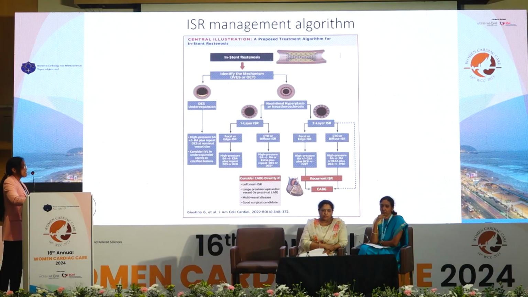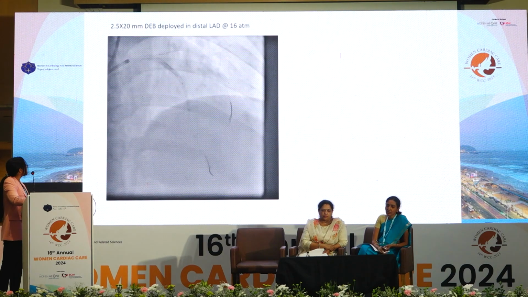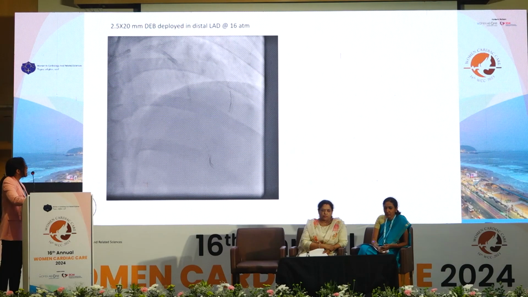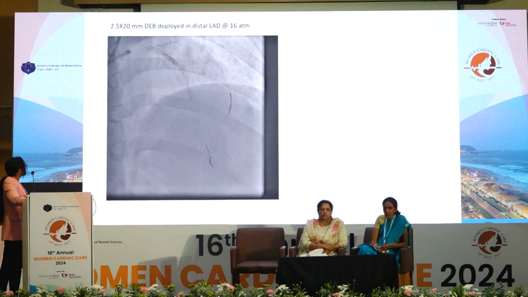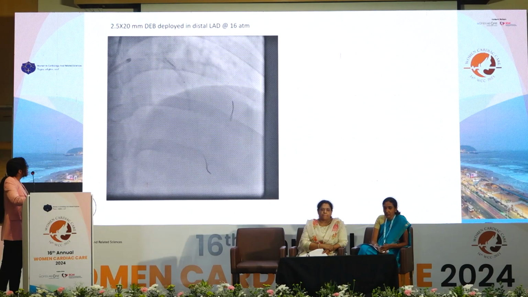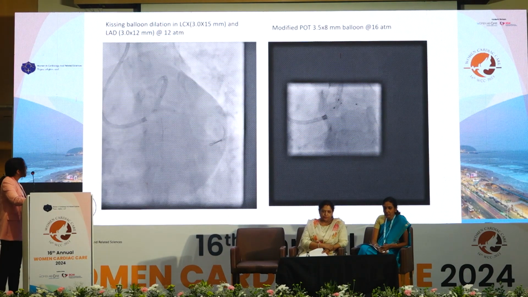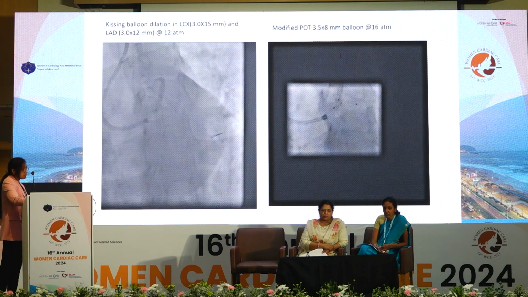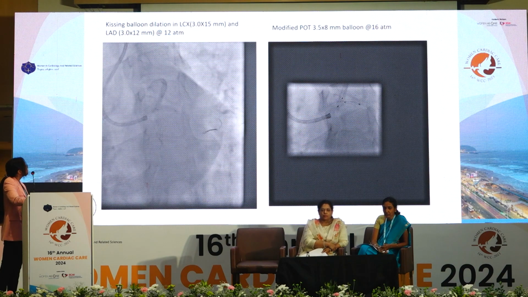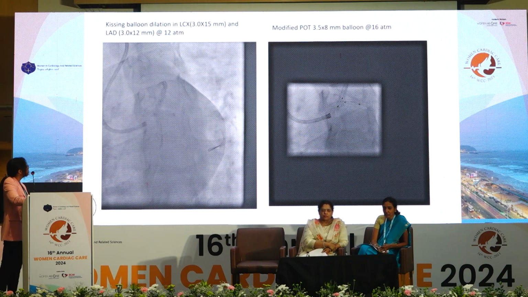This is the ISR management algorithm. So first, after the optimization of the previous stent with NC balloon, we put a 2.5 by 20 mm drug-eluting balloon in distal LAD. Then we did a kissing balloon dilatation with a 3 by 15 mm balloon in LCX and a 3 by 12 mm balloon in LAD. We did a modified POT in LAD at 16 ATM with a 3.5 by 8 mm balloon.